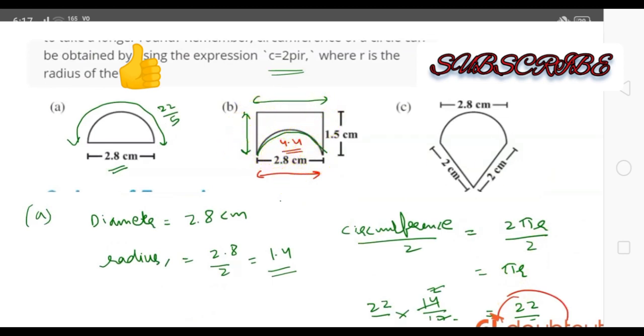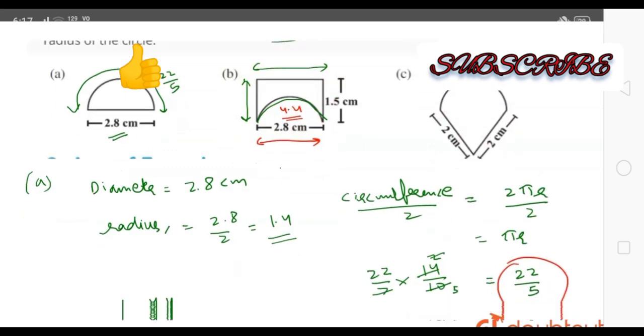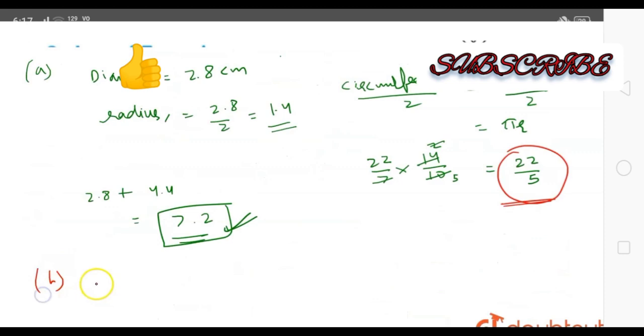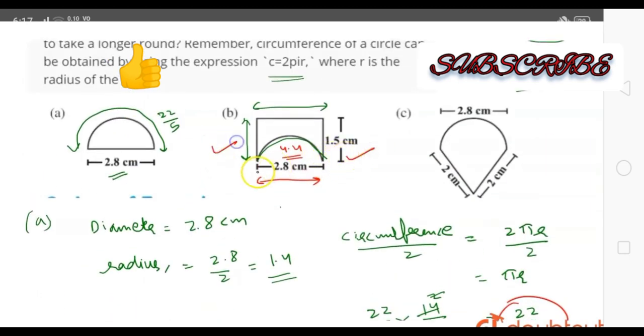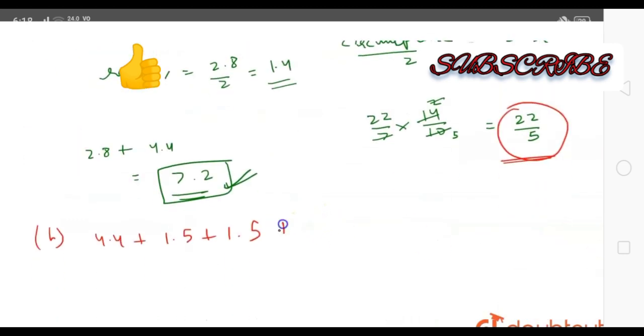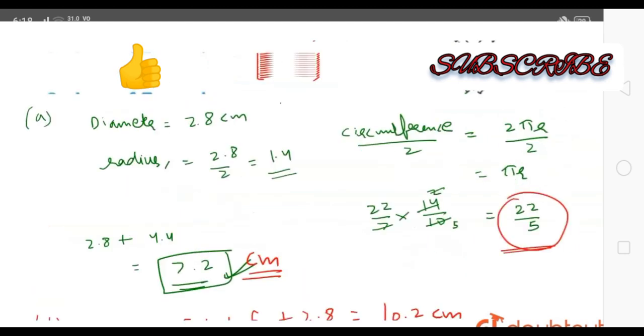So the total boundary of this figure would be 4.4 for the half circumference, plus two sides of 1.5 and 1.5. These two sides are 1.5, and this diameter is 2.8, which is equal to this side, so we will add this 2.8. This comes out to be 4.4 plus 3 plus 2.8, which is 10.2. So the total boundary here is 10.2 centimeter. In figure A it was 7.2 centimeter, so here, at 10.2 centimeter, the total boundary is larger.